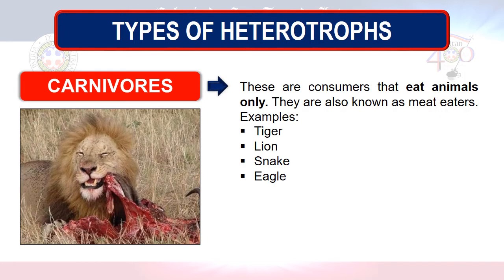Carnivores. Carnivores are animals that eat other animals. The word carnivore is derived from Latin and literally means meat eater. Lions, tigers, snakes, eagles, and sharks are good examples of these heterotrophs.